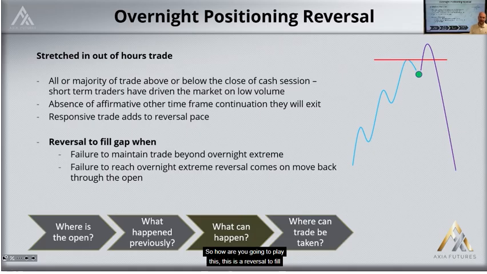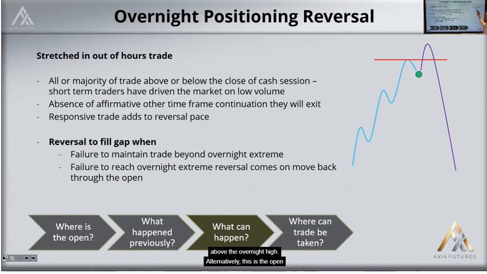So how are you going to play this? This is a reversal to fill the gap. What you're going to be looking for is, if that's the overnight high, the red line, if we break that and fail to keep going, fall back below the overnight high, that's one area or one trigger to play the move down. Stops can go above the overnight high.